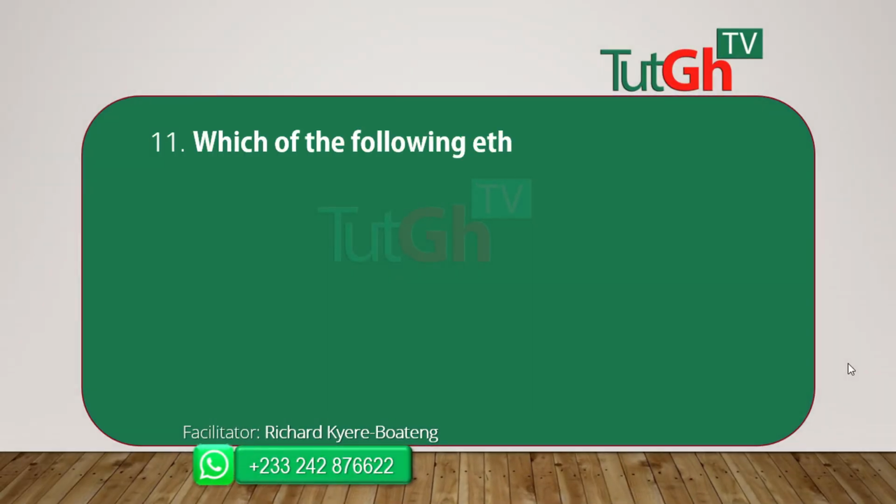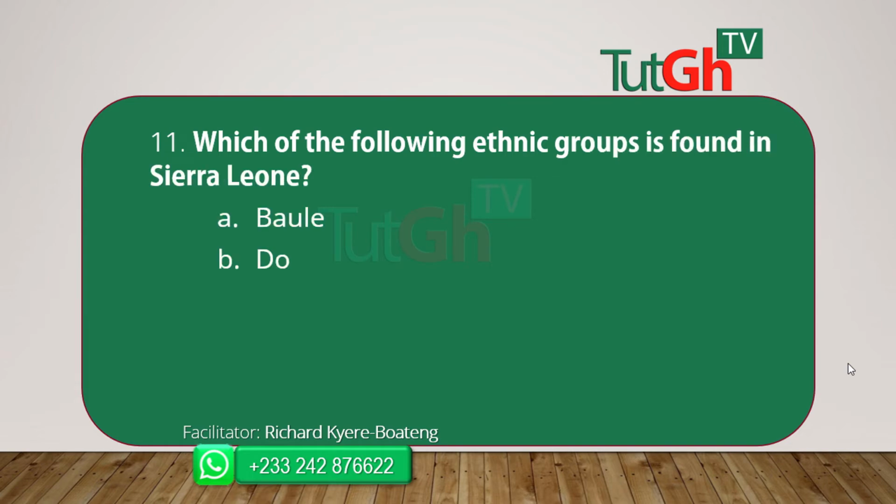11. Which of the following ethnic groups is found in Sierra Leone? A. Bali, B. Dogon, C. Kisi, D. Mende. The answer is Mende.